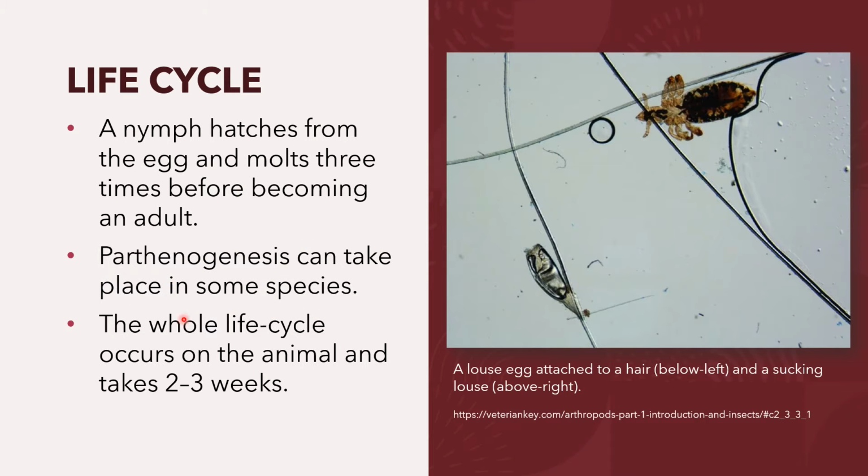Parthenogenesis can also take place in some species. When we say parthenogenesis, that involves the development of the female gamete without fertilization. The whole life cycle occurs on the animal and takes about 2 to 3 weeks.